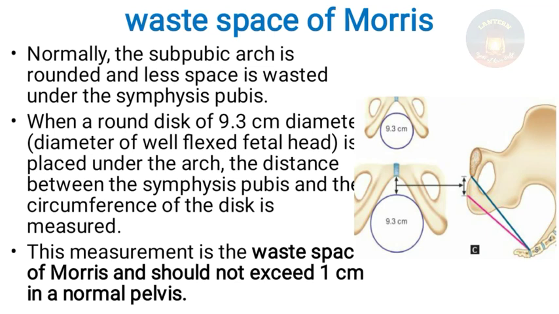Normally, the subpubic arch is rounded and less space is wasted under the symphysis pubis. When a round disc of 9.3 cm diameter of a flexed head is placed under this arch, the symphysis pubis, and the circumference of the disc is measured, this measurement is called the waist space of Morris and should not exceed 1 cm in a normal pelvis. So you can see the waist space when a disc is kept, that is the waist space of Morris.